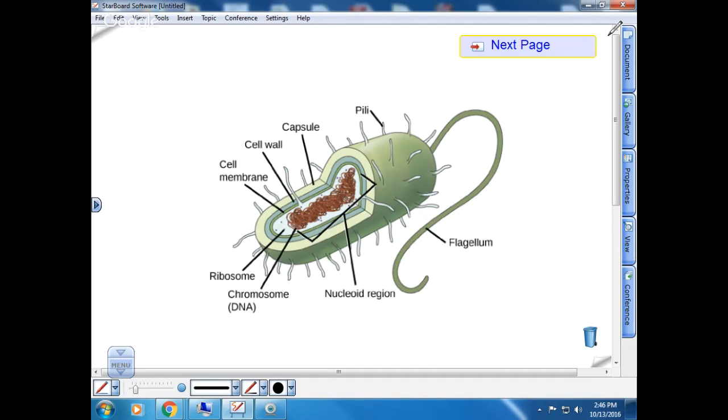So if we look at a bacteria, we're not going to talk a lot about bacteria. They don't have a nucleus, and so their genetic material is just in their cytoplasm, the inside of the cell. And they oftentimes also have cell walls that are similar to plant cells and to animal cells. So this is a diagram of a bacteria.